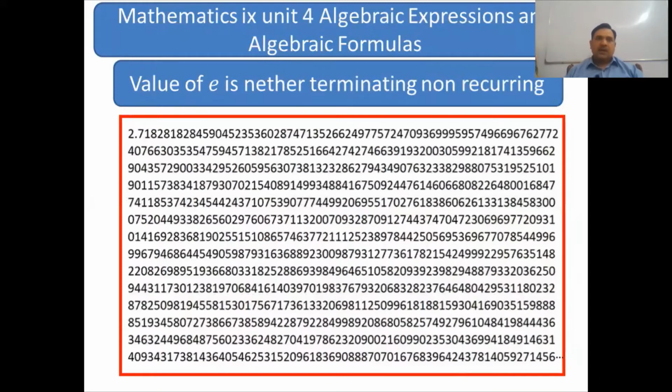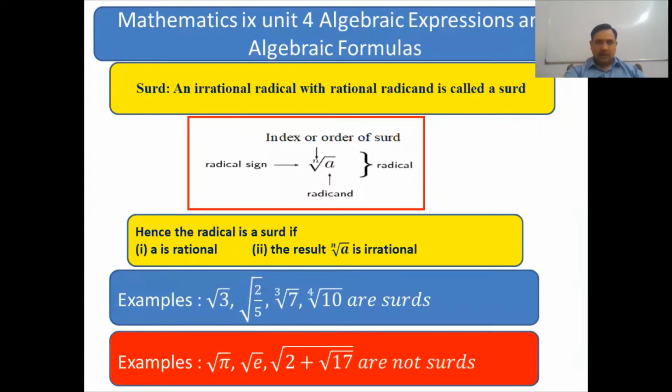Again, the value of e is neither terminating nor recurring. You can see that it is not terminating and there is no set of numbers occurring again and again. So e is also an irrational number.